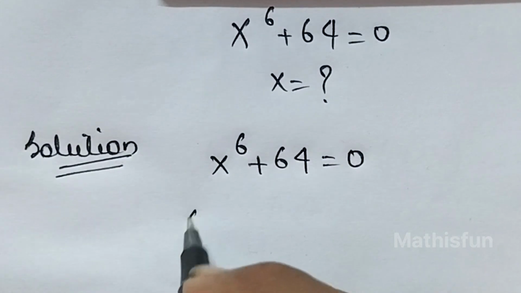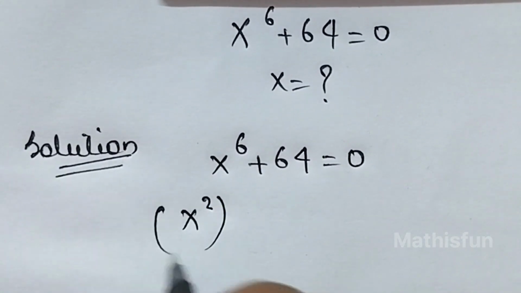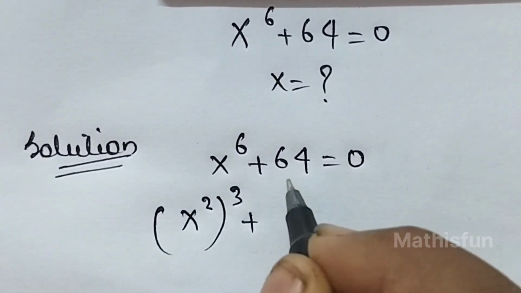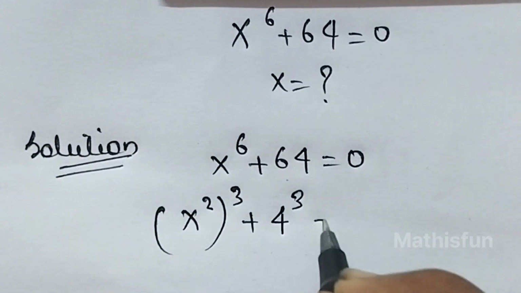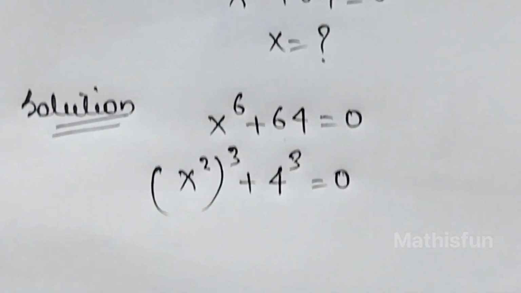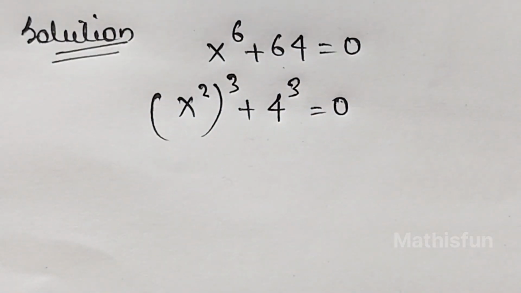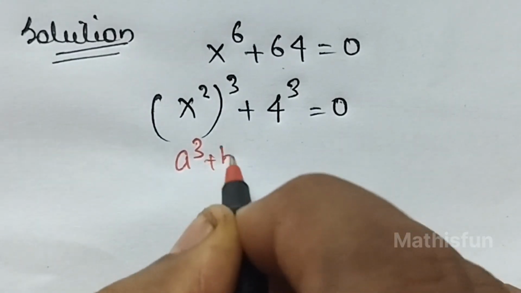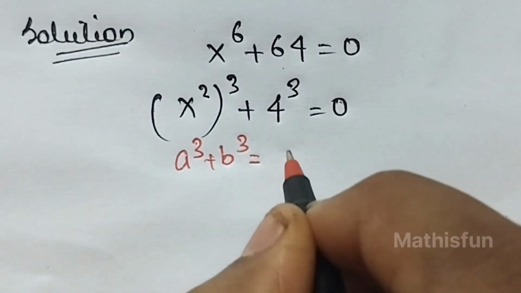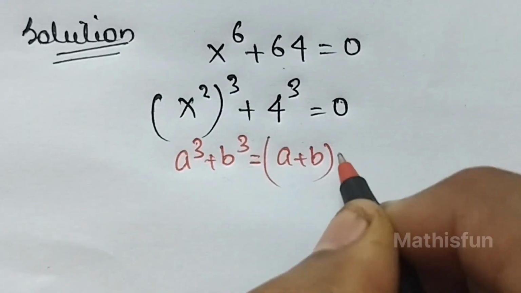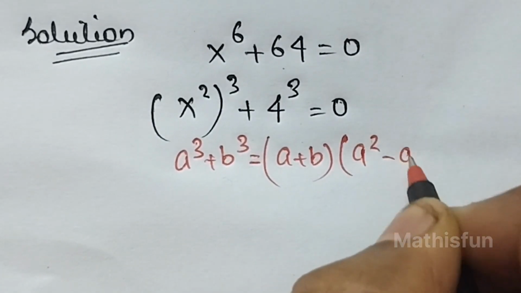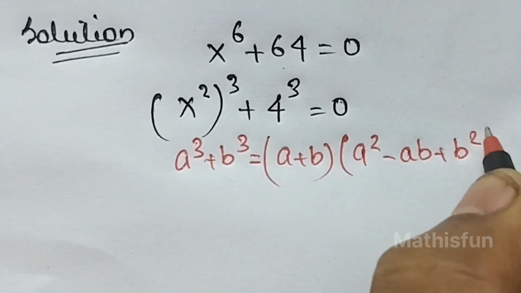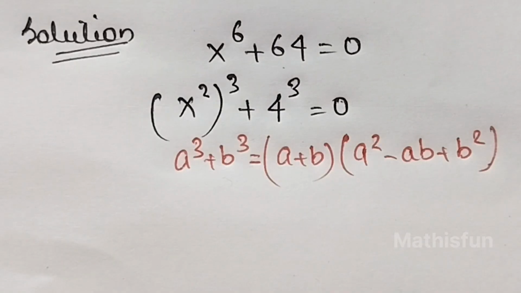This x to the power 6 can be written as (x square) whole cube, plus 64 can be written as 4 cube, is equal to 0. Now we will apply a formula, that is a cube plus b cube, which will give (a plus b) times (a square minus ab plus b square).